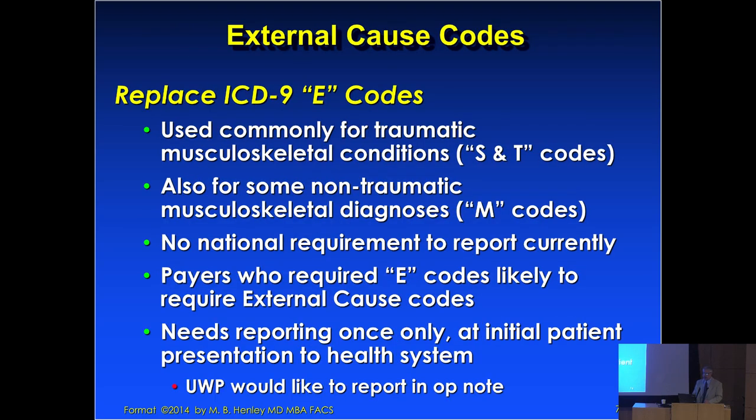These replaced the ICD-9 E codes, which were also used for traumatic conditions. They're said to only need to be reported once at the initial patient presentation in the health system. However, UWP would like you to record this in any claim that is being submitted so the documentation stands alone. If this is in your admit note and you're submitting a claim for a surgical procedure, it's best to include these as part of the diagnoses for the surgical procedure. Should the claim need to be reviewed, they submit one document, your op note, which will have the activity codes or external causes listed as well.